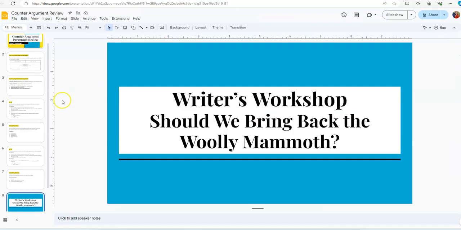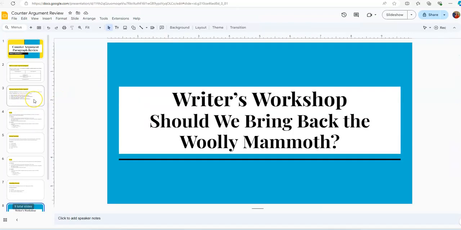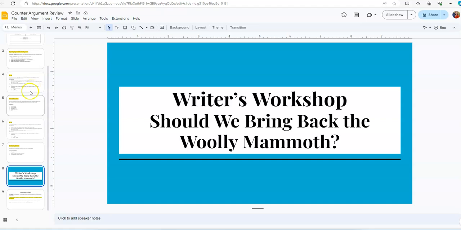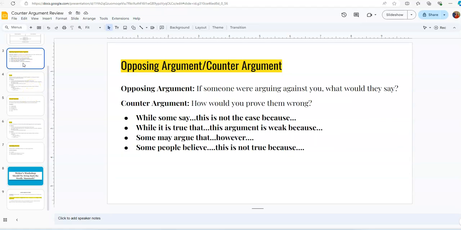I want to remind you of the sentence starters that I suggested that you use to begin your paragraph. They can be found on this slide here. While some may say blank, this is not the case because blank. While it is true that blank, this argument is weak because. Some may argue that blank, however blank, or some people believe blank, and this is not true because blank.